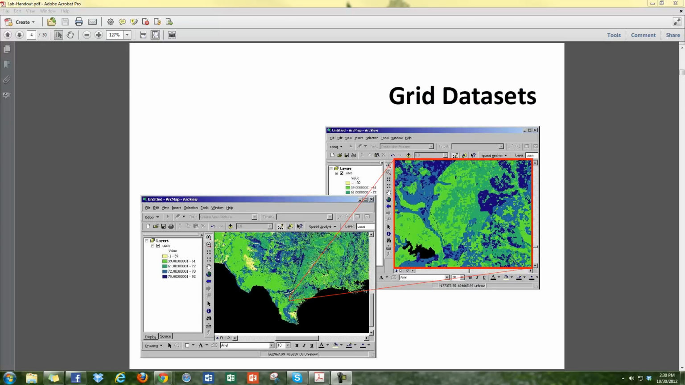For example, here is an area near San Antonio, Texas, and this is a grid data set that has numerical values for each pixel. Whenever we zoom in on it, you can see that they're just little squares with different values. These values can be soil types, amounts of rainfall, or temperatures. It can be any kind of continuous information stored like this.